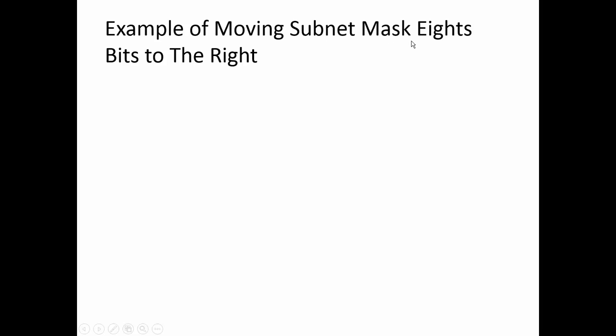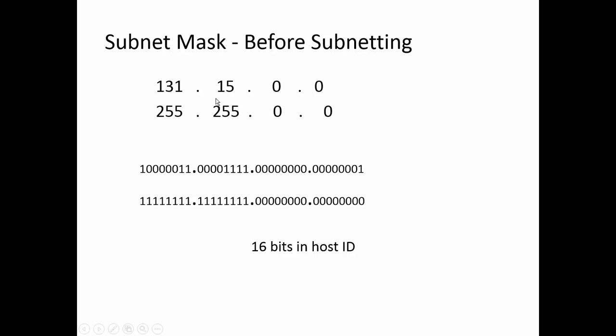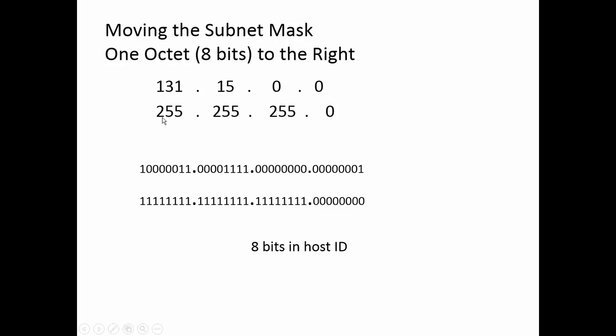So let's look at the first example of moving the subnet mask a full octet to the right. We start out with a subnet mask of 255.255, and we have 16 bits with which to assign host ID, and that's plenty of bits. We move the subnet mask 1 octet to the right, and that's good. Now we have a full octet with which to assign subnet ID, but now we only have 8 bits with which to assign host ID, and that only gives us 254 host IDs. So another solution is to not move the subnet mask 8 bits to the right, but 3 or 4 or 5 bits to the right.